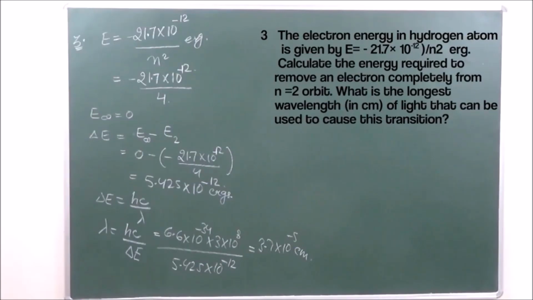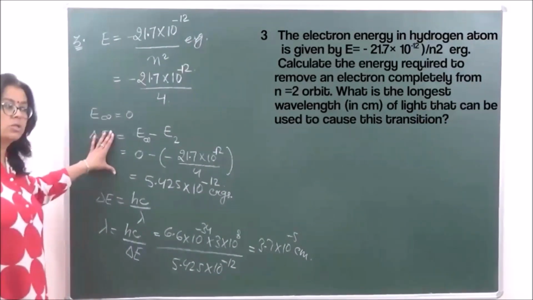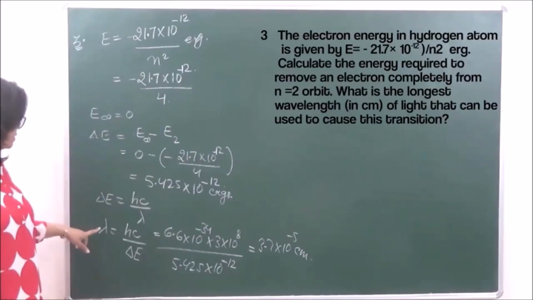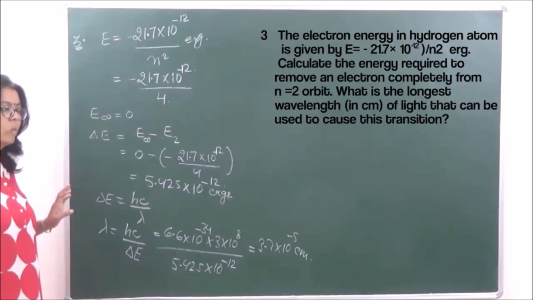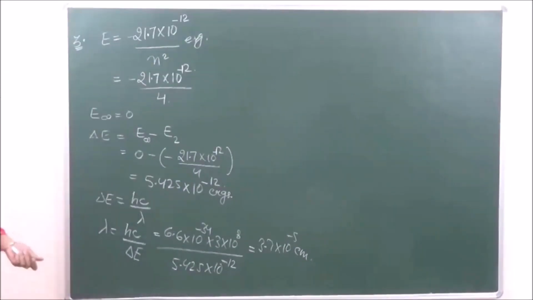So this is the longest wavelength which can cause this transition. Have you understood? So for this, first you needed to calculate delta E and henceforth you calculate lambda. Got it? Okay. Let's go to the next question.